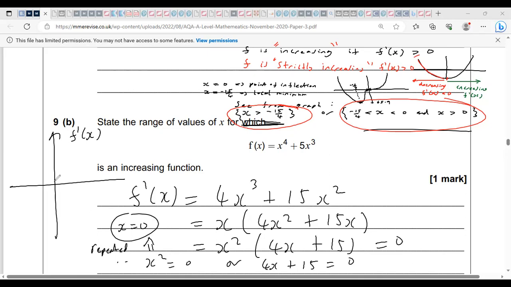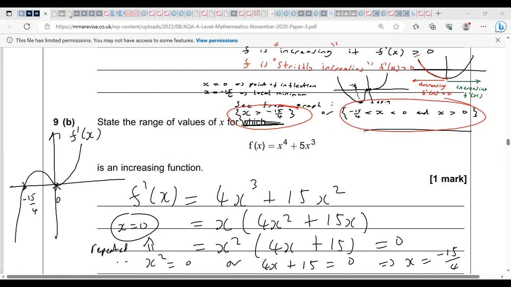Repeated roots look like this on a curve. They just touch the curve without passing through the curve. And then you've got a normal root, we call it a simple root. So x equals minus 15 over 4 is your other root. So minus 15 over 4, 0 there. You've got a positive cubic curve, it's going to look something like this, touching like that. So we can see that f dash of x is bigger than 0 between minus 15 over 4 and 0. And also the f dash x function is bigger than 0, above the x-axis, for x values bigger than 0.